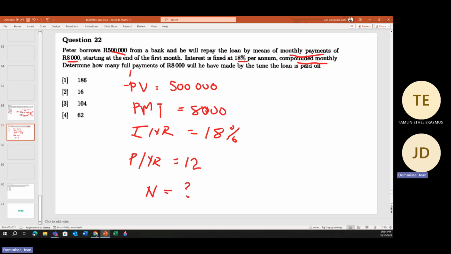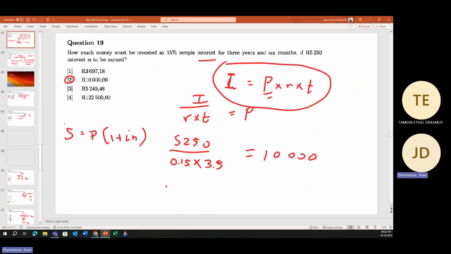And if you want to, you can add future value of zero, because it should be paid off by that time. So 500,000 negative present value, 8,000 PMT, 18% interest per year, 12 times a year. And if I press N, I get 186.22. They're asking us to determine how many full payments will be made. Full payments is 186, which is option one.